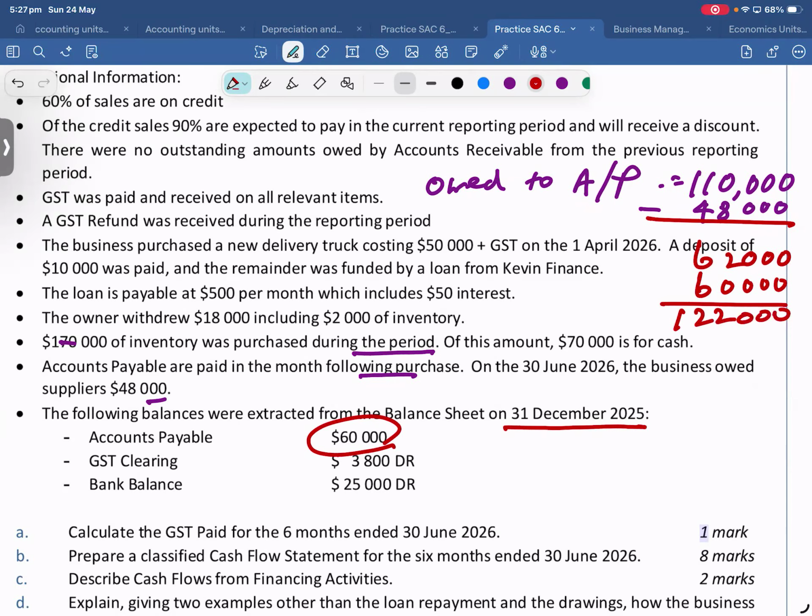So go and record it in the cash outflow in operating: payments to accounts payable.